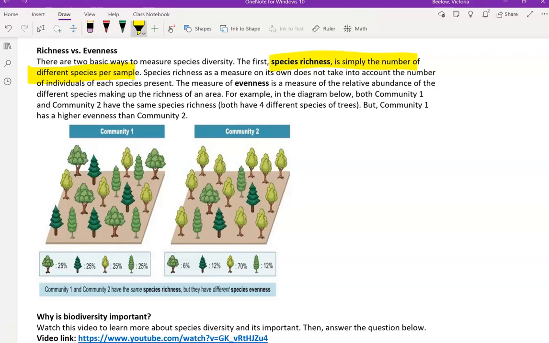However, these two communities vary in terms of their evenness, which is the measure of the relative abundance of different species. The community on the left, community 1, has a higher evenness because we have an even percentage or number of each species. Versus the one on the right, community 2, we see lower evenness. Both of these values have to be taken into account in order to calculate biodiversity.